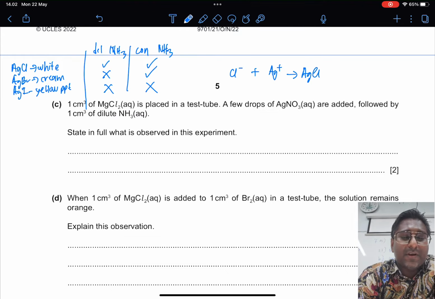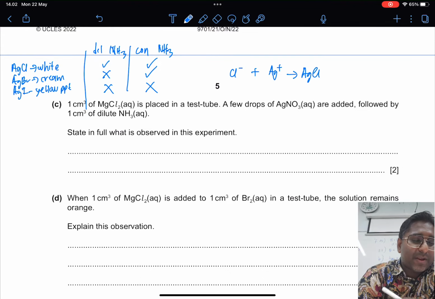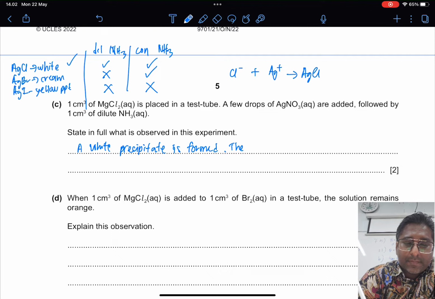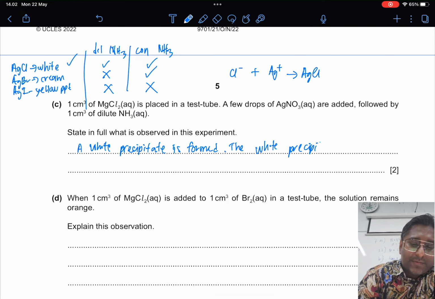So we are talking about silver chloride. Silver chloride is a white precipitate. So a white precipitate is formed. Then the white precipitate dissolves in excess of dilute ammonia.